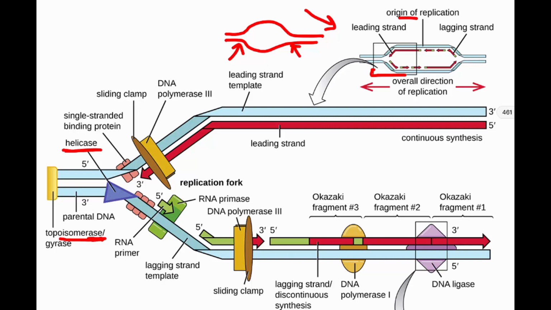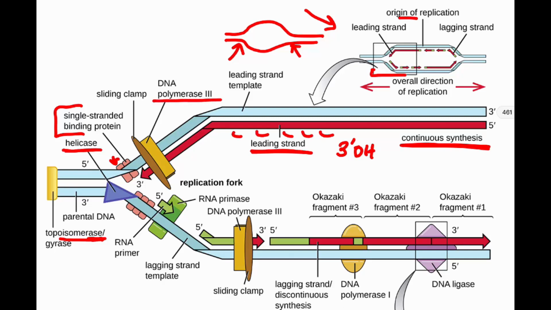Then we have our single-stranded binding proteins. You can see here they're kind of anchoring it. Remember, I think of them as little tacks. They're holding them apart, making sure that they don't go back together. Then you can see here, this is our leading strand, and we have continuous synthesis here on the leading strand. So we have an available 3' hydroxyl group, and so DNA polymerase is immediately able to just add nucleotides as it goes along. And here's our DNA polymerase 3 that is doing that.